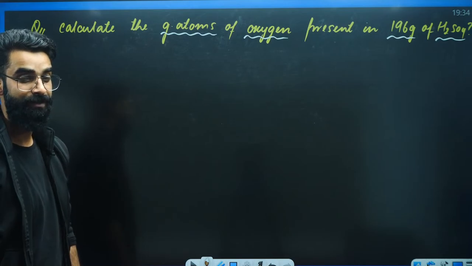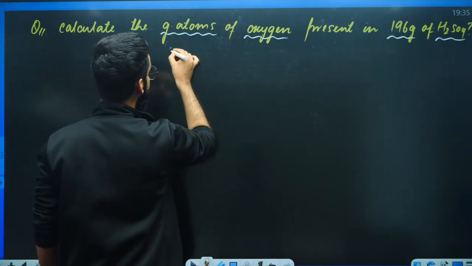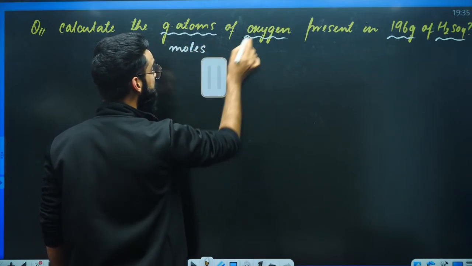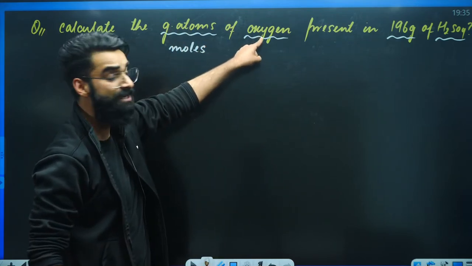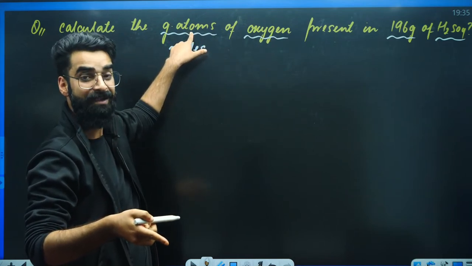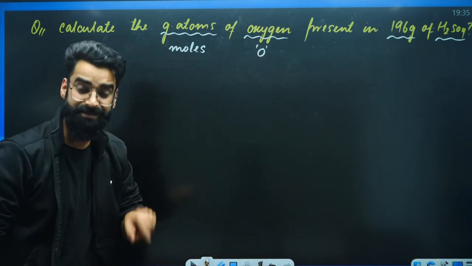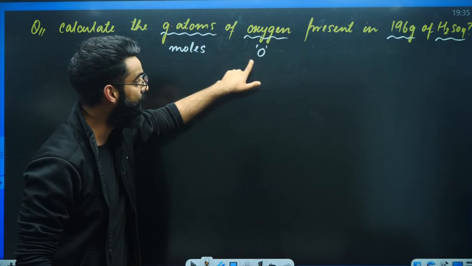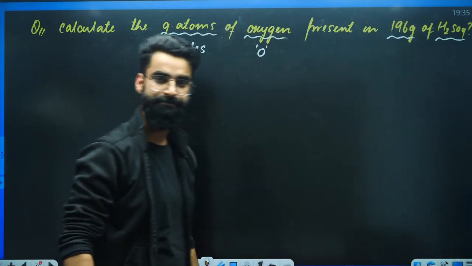Understand the question carefully. Calculate the gram atoms. Gram atoms means moles. Of what? Calculate the moles of oxygen. Right? Now, do you have to take oxygen in atomic form or molecular form? Since you have used the term gram atoms, you have to take oxygen in atomic form. So they are asking you, calculate the moles of O present in 196 grams of H2SO4.